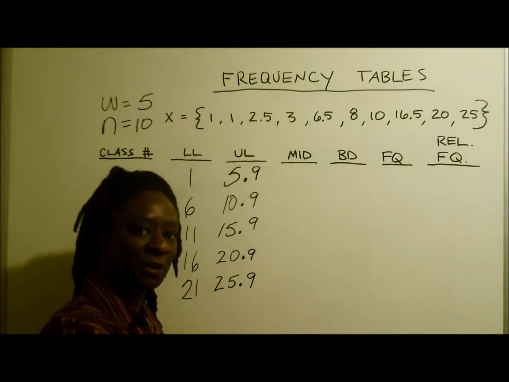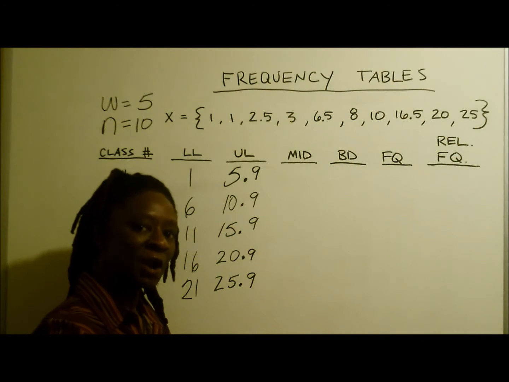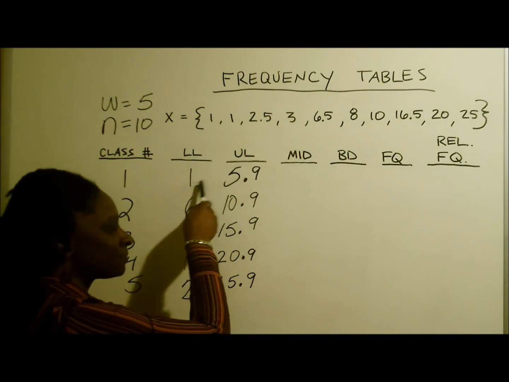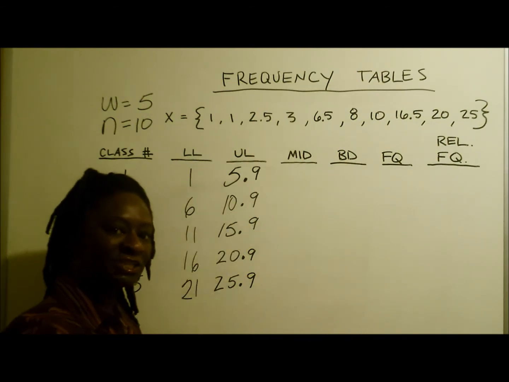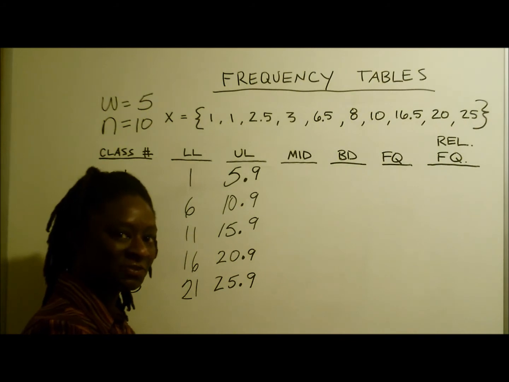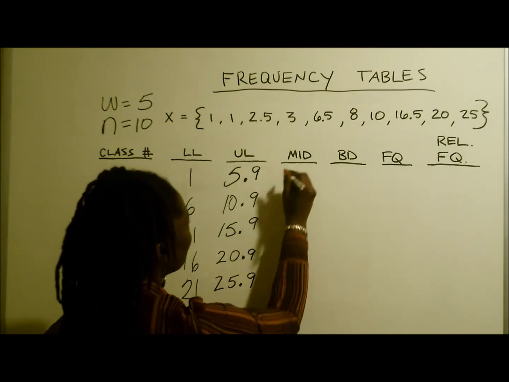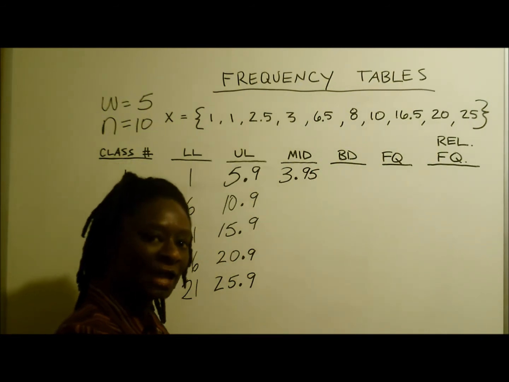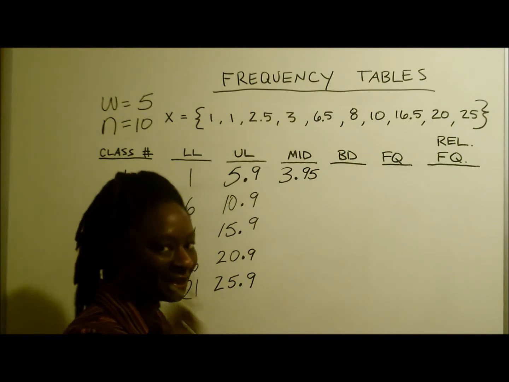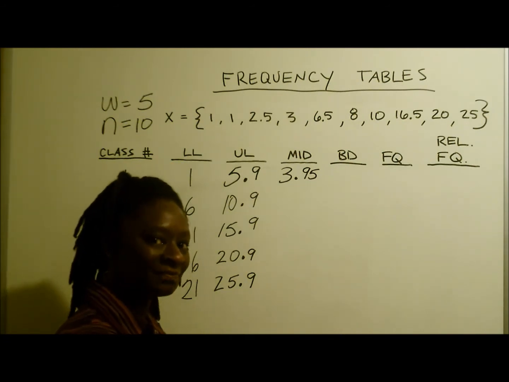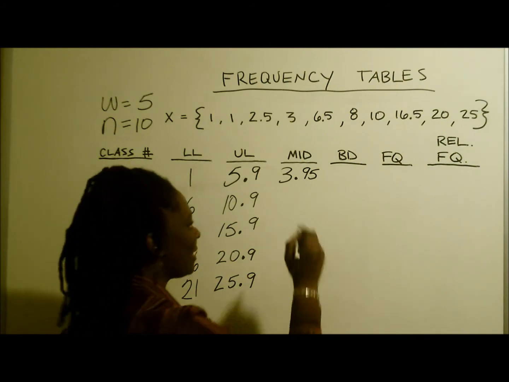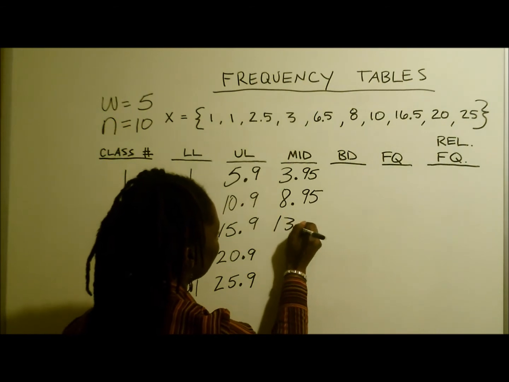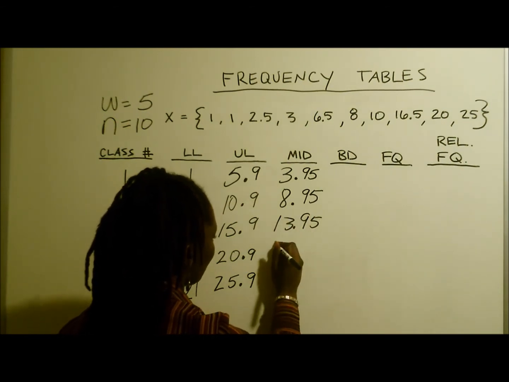Our next step is to determine our midpoints. Finding our midpoints is real easy. All we have to do is take our lower limit, add it to our upper limit, and divide by 2. So let's do that. Our first midpoint is 3.95. And how do we determine the rest of our midpoints? You remember the width of 5. So our next midpoint is 8.95, 13.95, and so on.